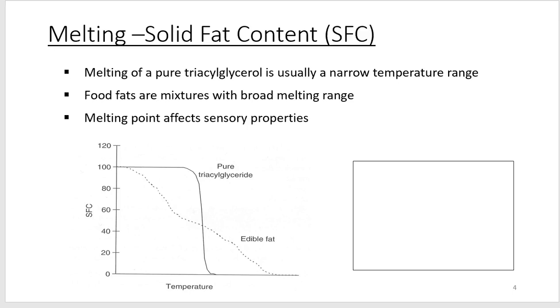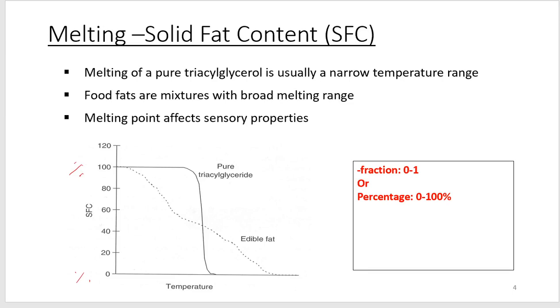Solid fat content. Solid fat content gives information about the physical state of the lipids in a food product. It can be expressed as a fraction, so it's a number between 0 and 1, or as a percentage, between 0 and 100%. For example, in this graph, it's expressed as a percentage. It's 100% and 0%.